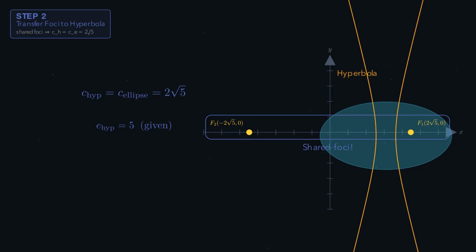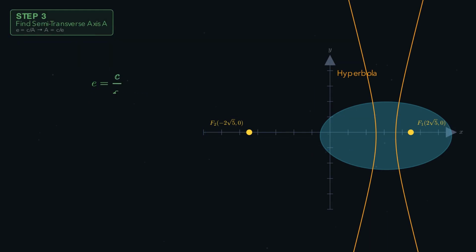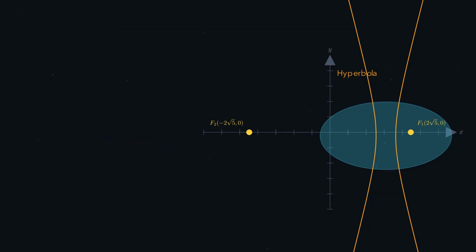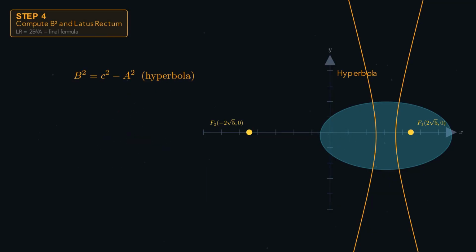Now, since the hyperbola shares these foci, its focal distance is also 2 times the square root of 5. Eccentricity equals c over a, and we're told eccentricity is 5. So, the semi-transverse axis a equals 2 times the square root of 5 over 5. That's a small value, which makes sense because a very large eccentricity means a wide-open hyperbola.